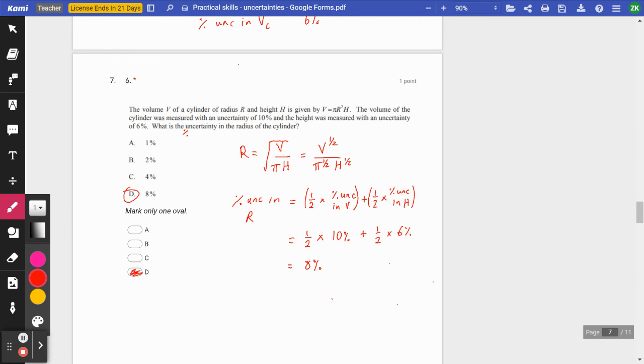So that's a half times 10%, which was the uncertainty in the volume. Okay, plus half times 6%, which was the uncertainty in the height. Okay, that was 6%. So that ends up as 8%, which is the answer D.